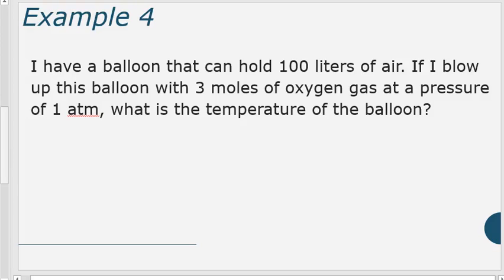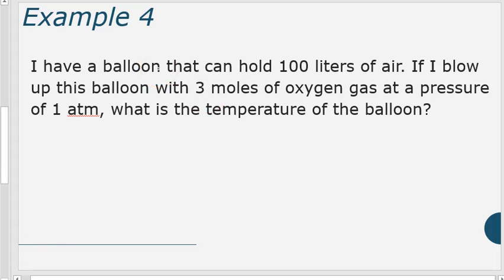I'm going to finish out working some problems with you from our notes the other day. So we're going to work problems 4, 5, and 6 from the ideal gas laws notes that we took the other day. It's in the green packet on the second page. We're going to start with number 4.